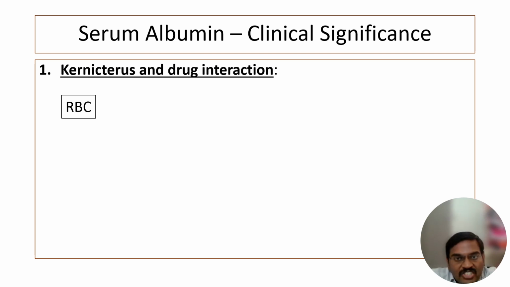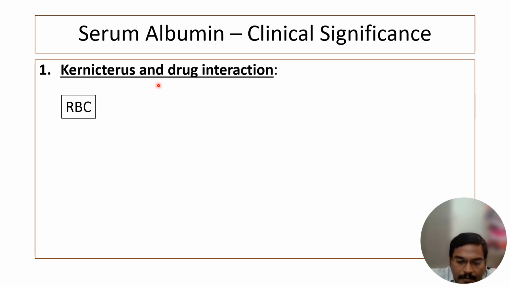So that's all about the functions of albumin. Next, coming to the clinical significance. To understand this first clinical significance, you should know superficially how RBC is catabolized, how hemoglobin is catabolized. I'm not going to explain in detail; you will have a separate class about it. Today we are going to see superficially how RBC is getting broken down in our body.